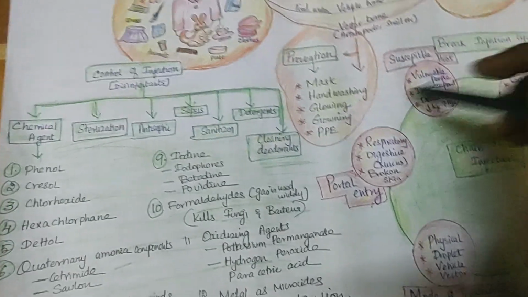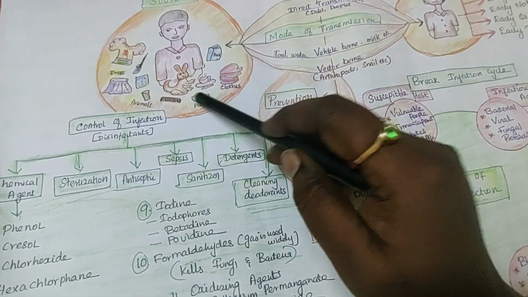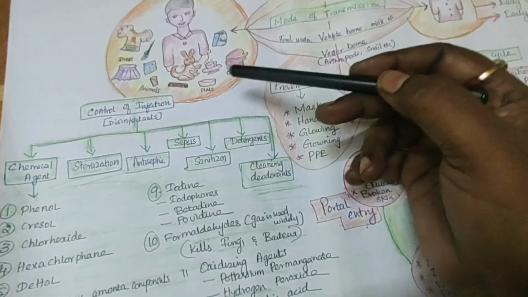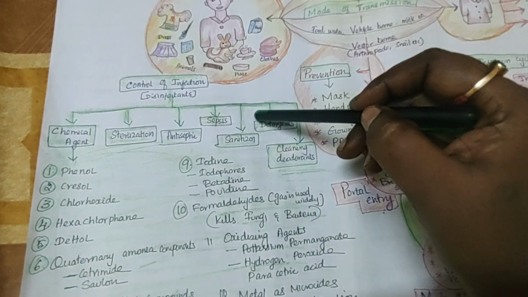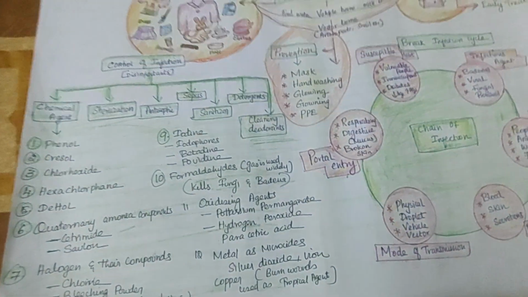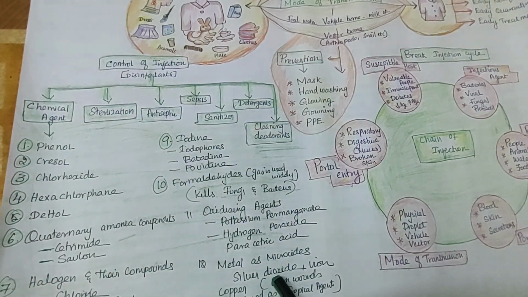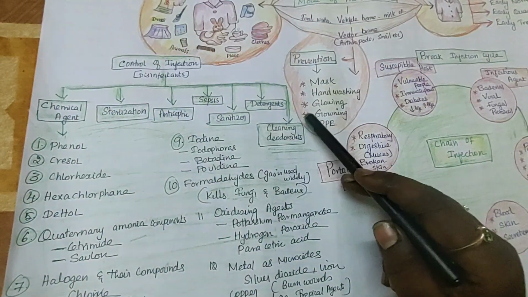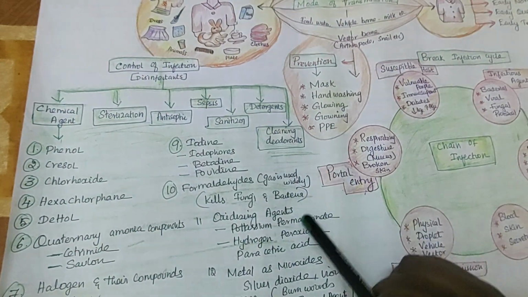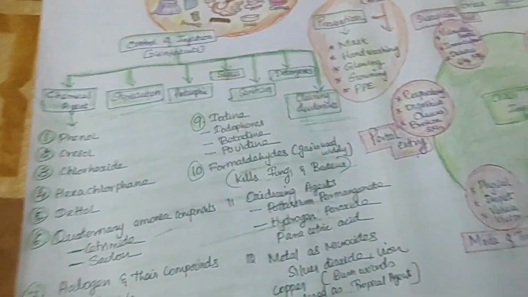When you do source reduction, you have to kill the microorganisms from the animals or inanimate objects, whatever it may be, so that you see the control of infection. Mainly the best thing is called the disinfectants. Disinfectants are classified into chemical agents, sterilization, antiseptic, sepsis and sanitizer, detergents and cleaning soda, and deodorants. So these are all helping to prevent it.